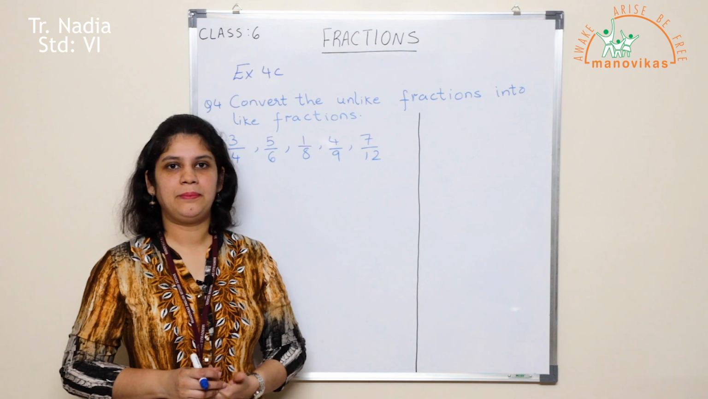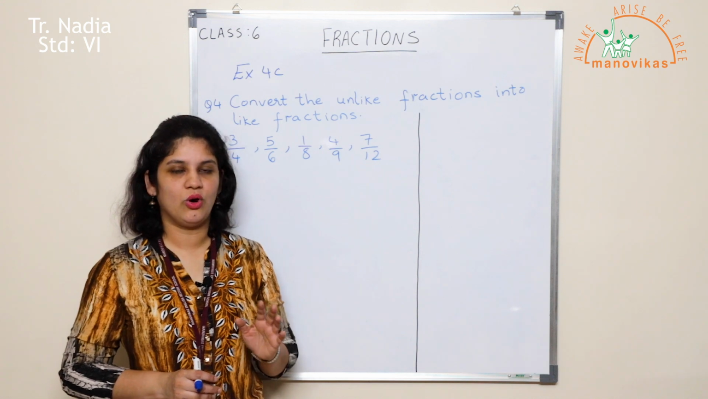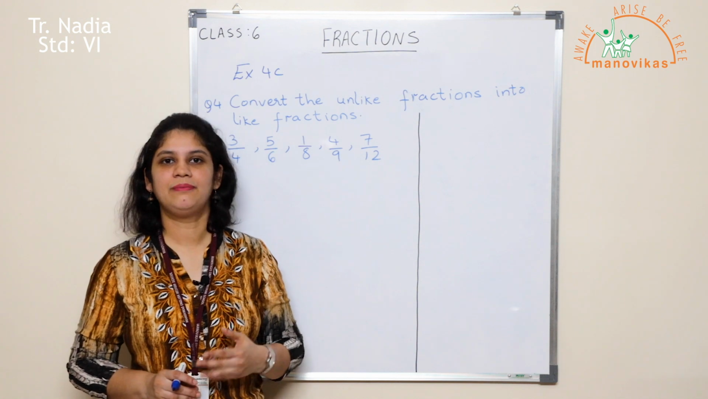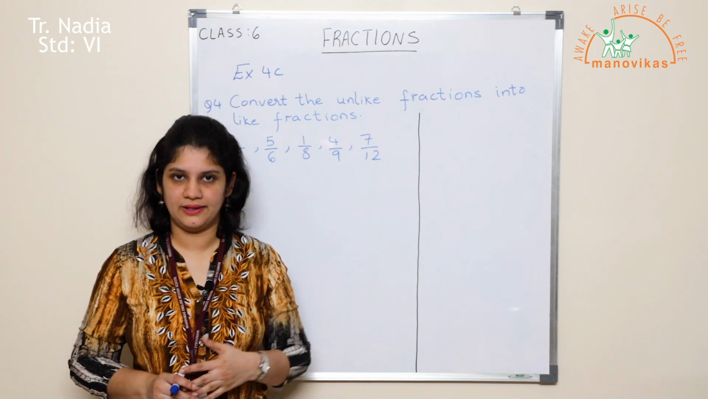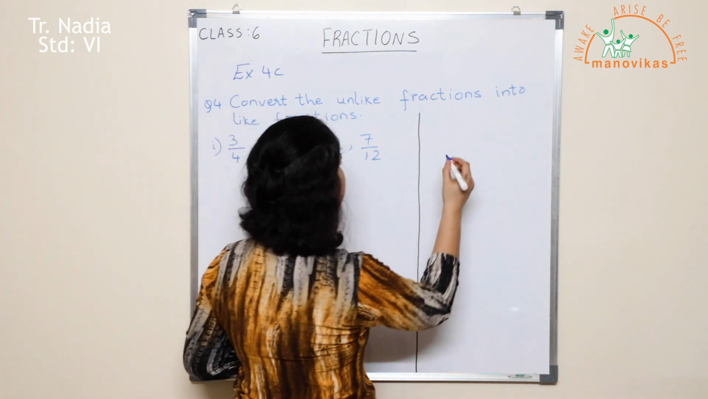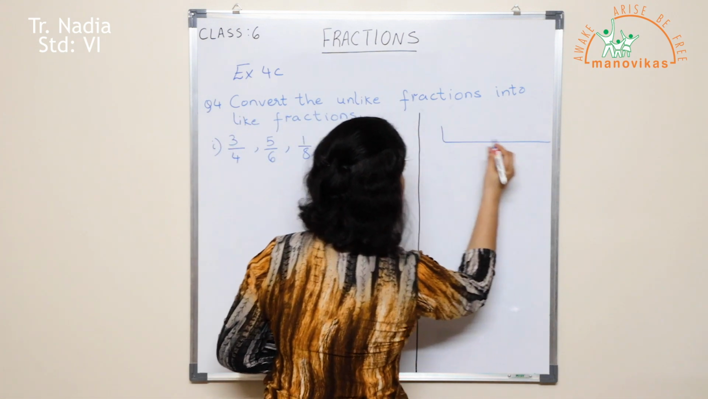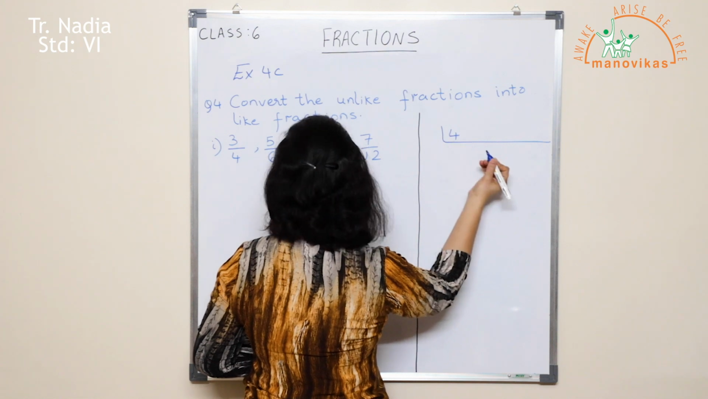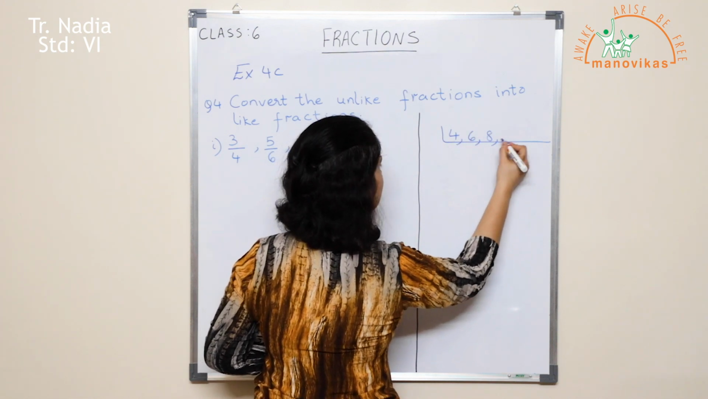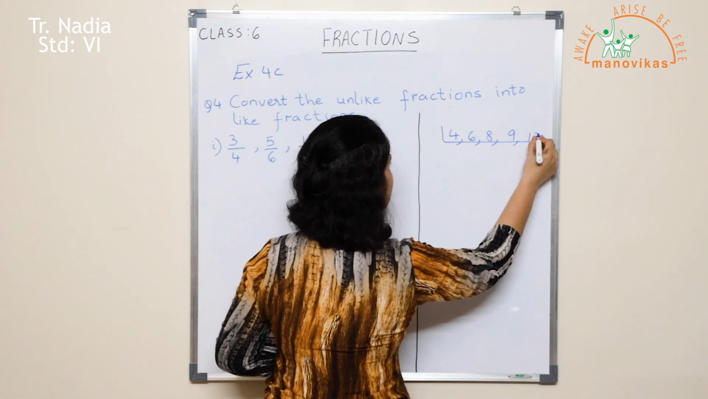The first step is to find the LCM of their denominators. I hope you all remember what is LCM. It is the lowest common multiple. And how do we find it? We have to work it out in the rough column. I'm going to write all the denominators together here. 4, 6, 8, 9, 12.